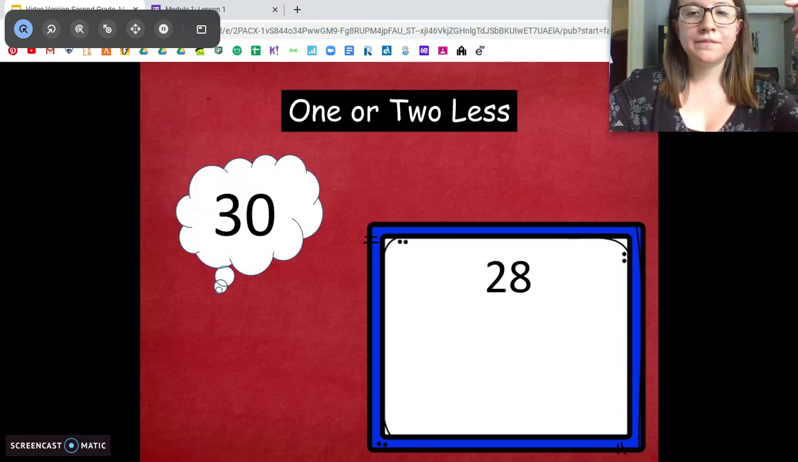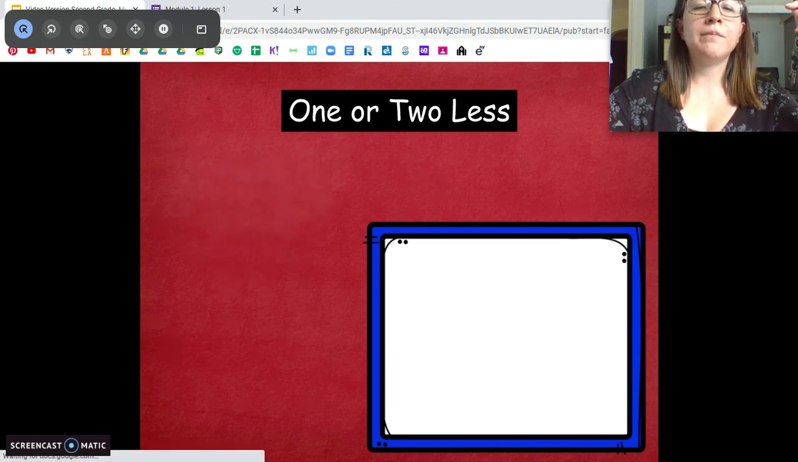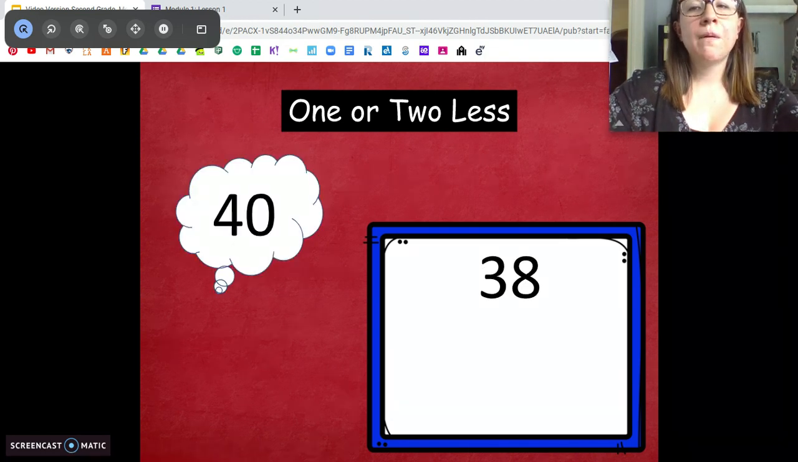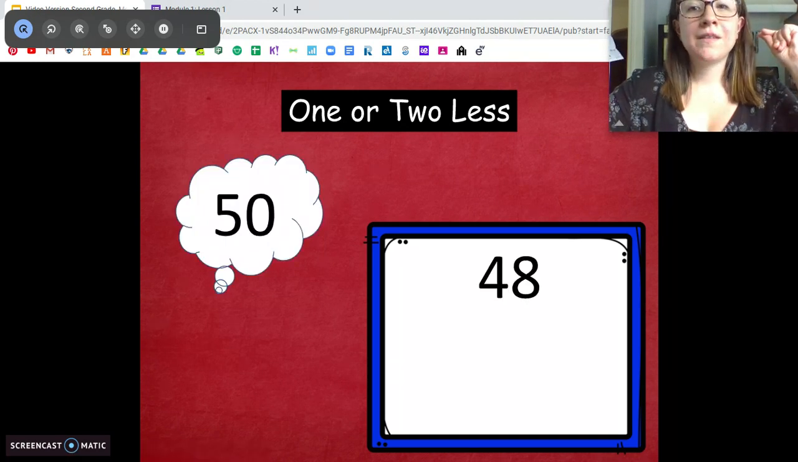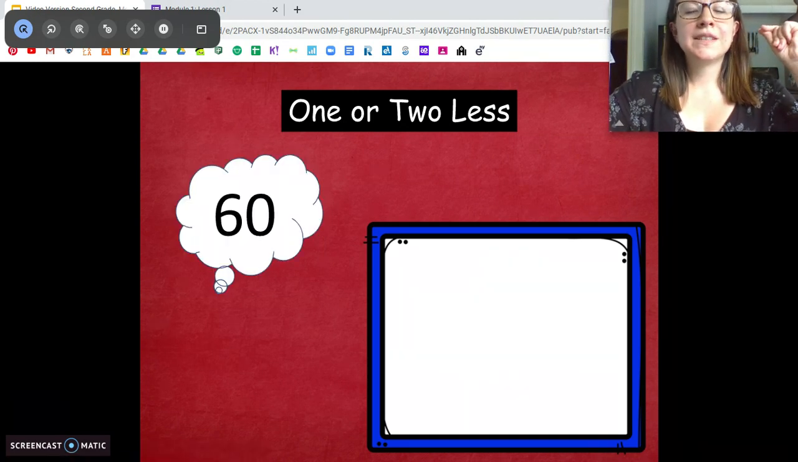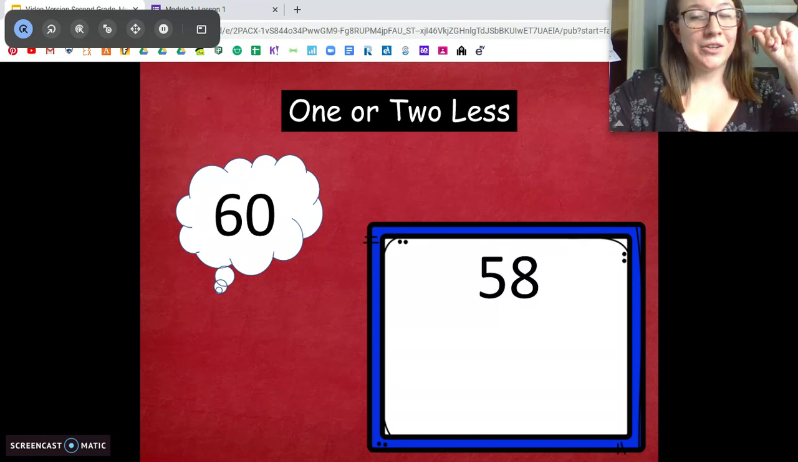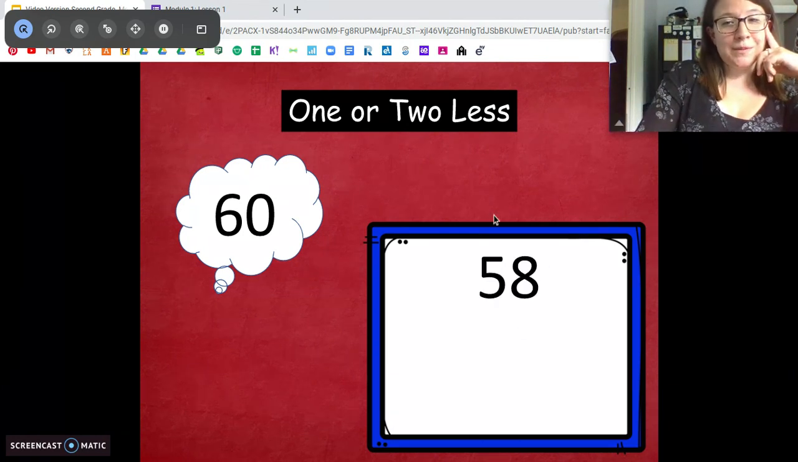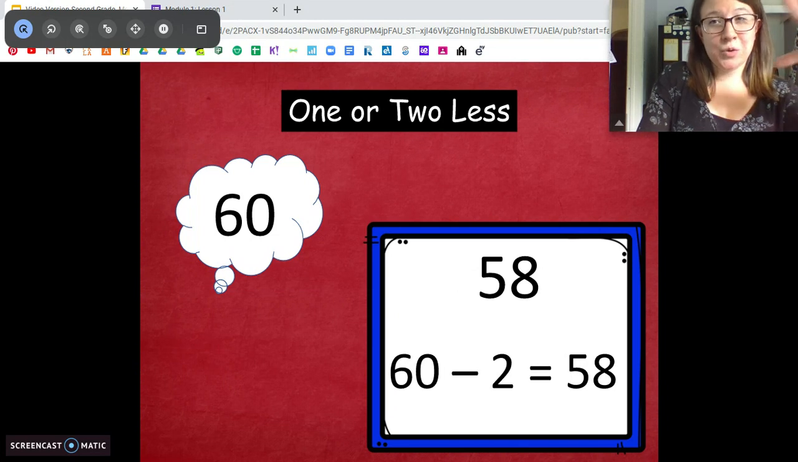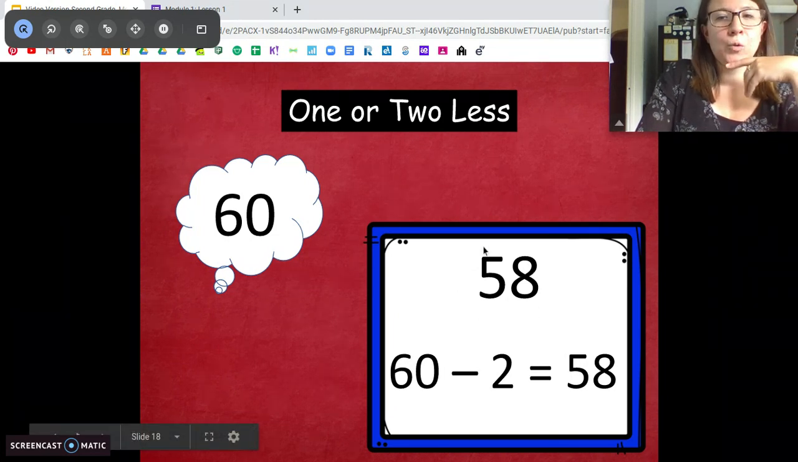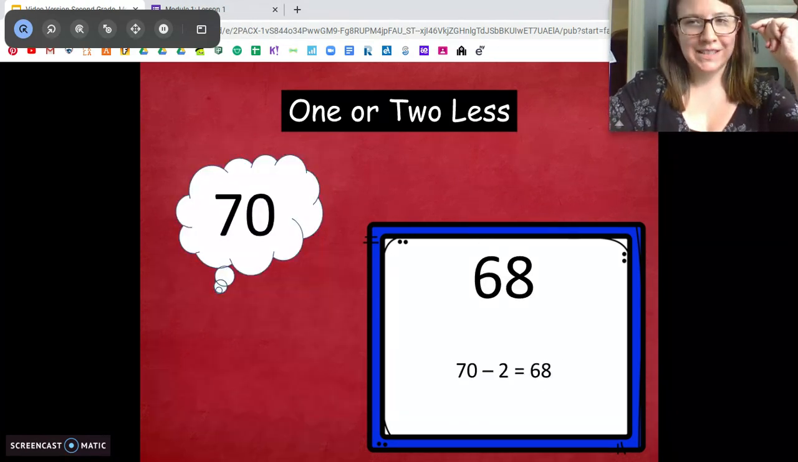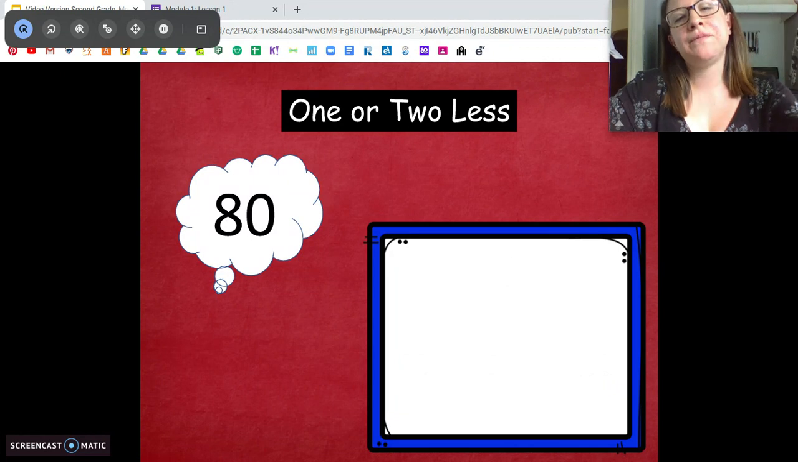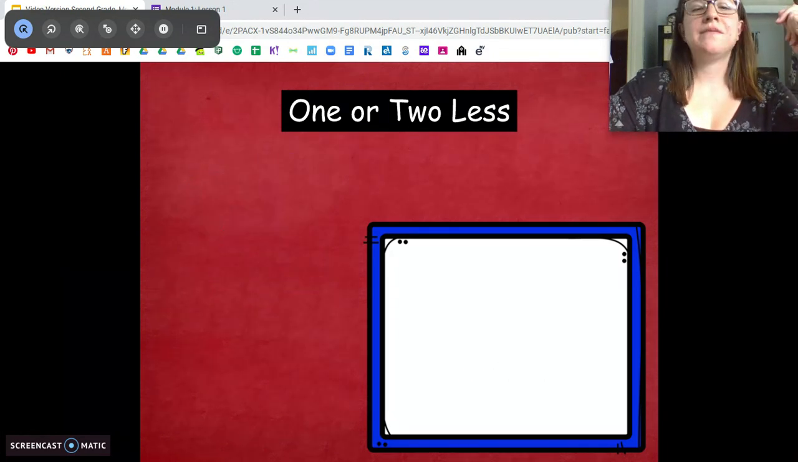30. 28. Very good. 40. 38. Very good. 50. Good. 60. Good. Are you noticing the pattern in that ones place? Every time we take 2 away from a multiple of 10, we get a ones place that has an 8. Very good. 70. 68. 80. 78. 90. 88.